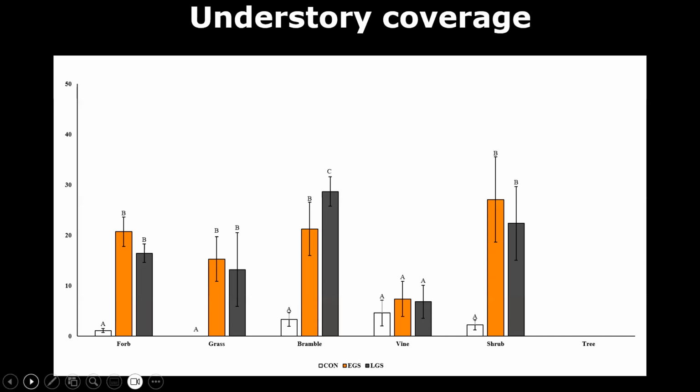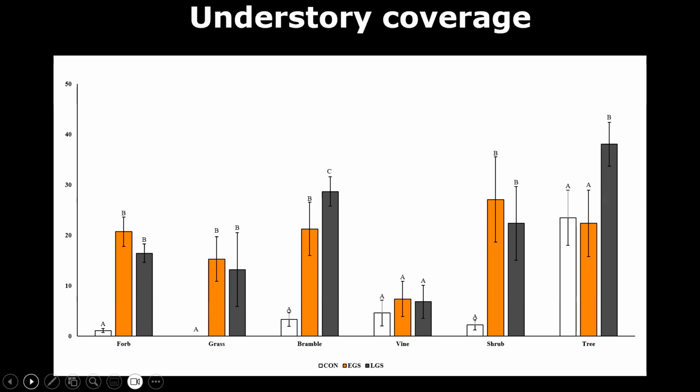Shrub coverage, of course, when we open the canopy and apply some disturbance, we're going to be promoting a lot of shrubs, and this included a lot of blueberry species compared to the controls, but there's no difference between the 2 treatments. And then finally, with tree coverage, we actually had a decent amount of tree coverage in the control.